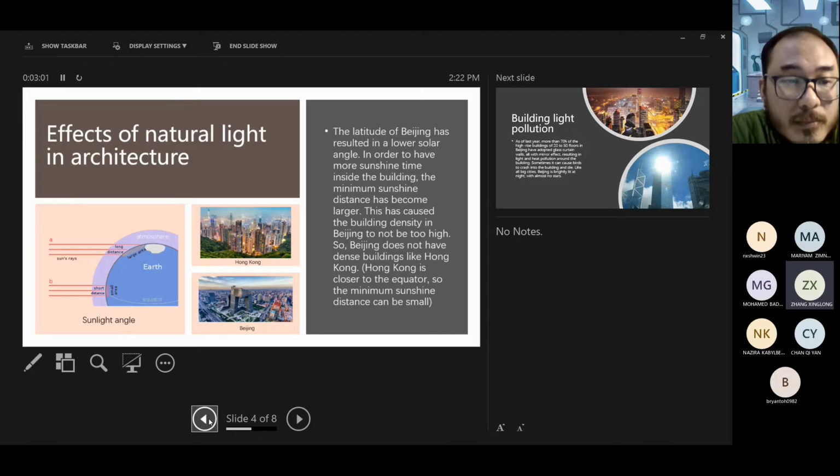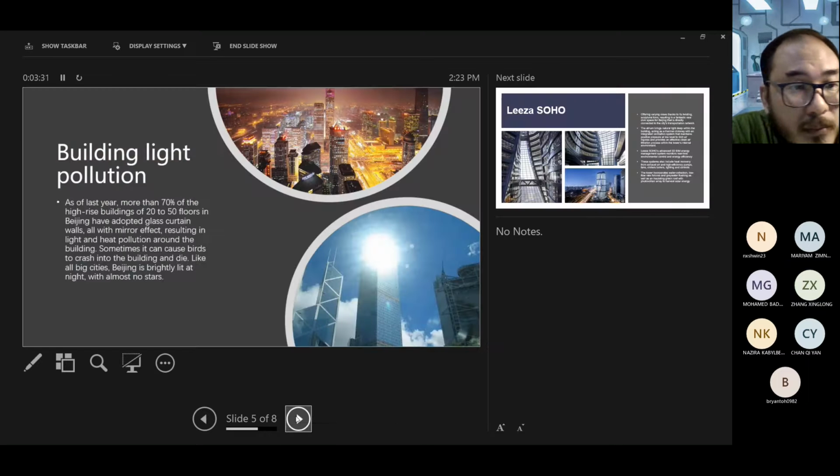In this picture, we can see A is the location in Beijing, B is Hong Kong. The angle in Beijing is very small, so the shadow is longer than in Hong Kong. So the buildings have a longer distance. Next.